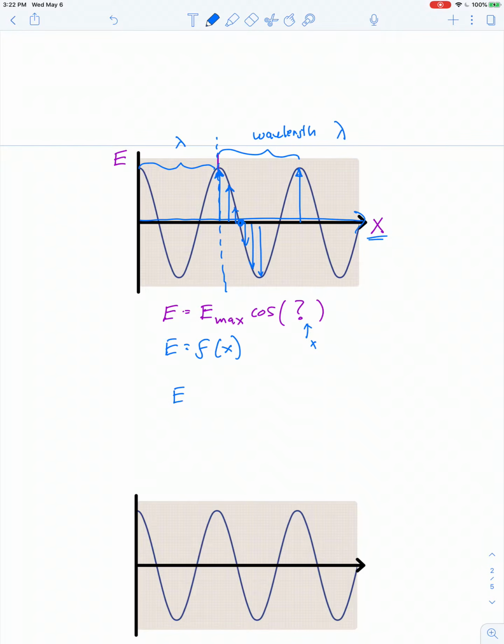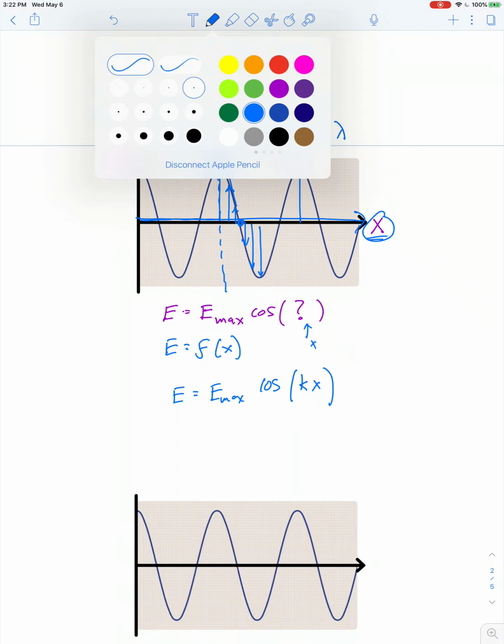So what if we said electric field equals the maximum value times cosine of, let's just make up a constant, we'll call it k, times x. Now what would k have to be equal to? So for every full wavelength, that represents one cycle, right? By the time you've traveled one wavelength down the x-axis, you're back to picking up the beginning of the cycle again.